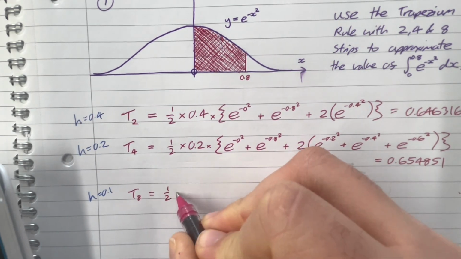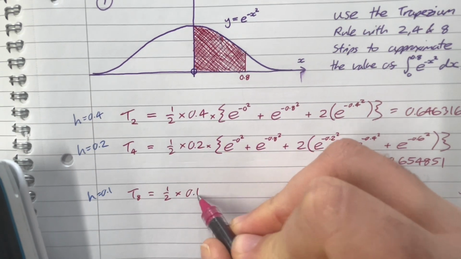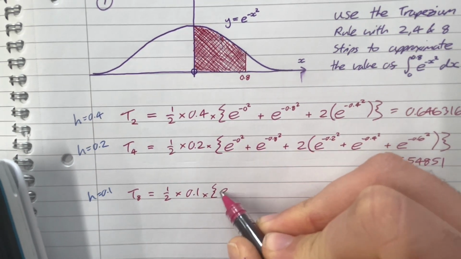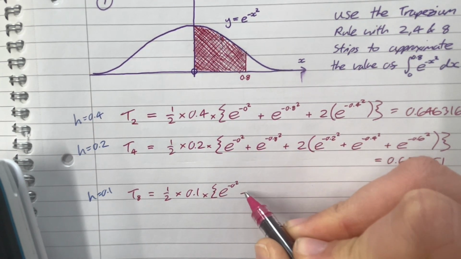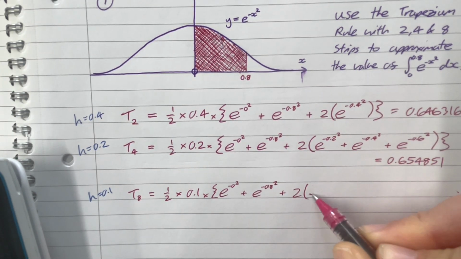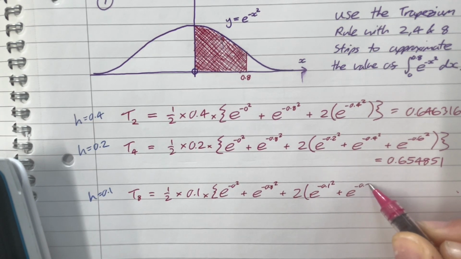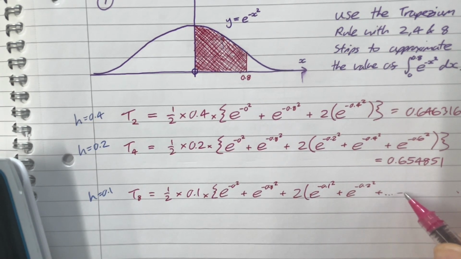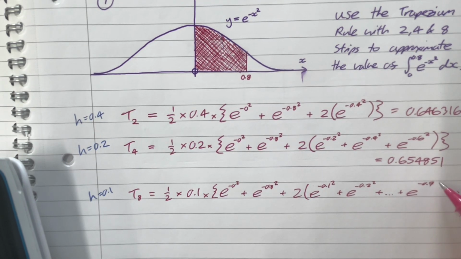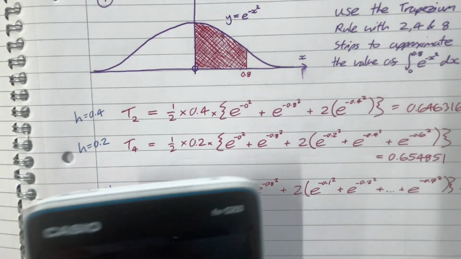So it's going to be a half times h, which will be 0.1 because I've got 8 strips, times, and then again we're going to have e to the minus 0 squared plus e to the minus 0.8 squared plus 2 times e to the minus 0.1 squared plus e to the minus 0.2 squared, all the way up to e to the minus 0.7 squared. Okay, and then 0.8 squared is out the front.